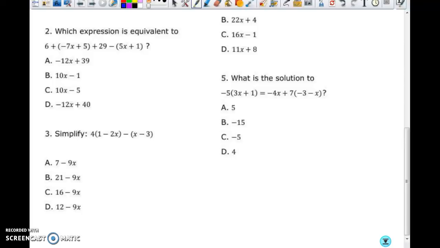Alright, for number 5, so now we're starting something else. So we're doing what is the solution? Alright, so now we're starting to solve. So I have negative 5 times 3x plus 1 is equal to negative 4x plus 7 times negative 3 minus x, right? So again, I'm going to rewrite it because I want us to have a little more space to do this. So I'm going to go on ahead and do this by hand.